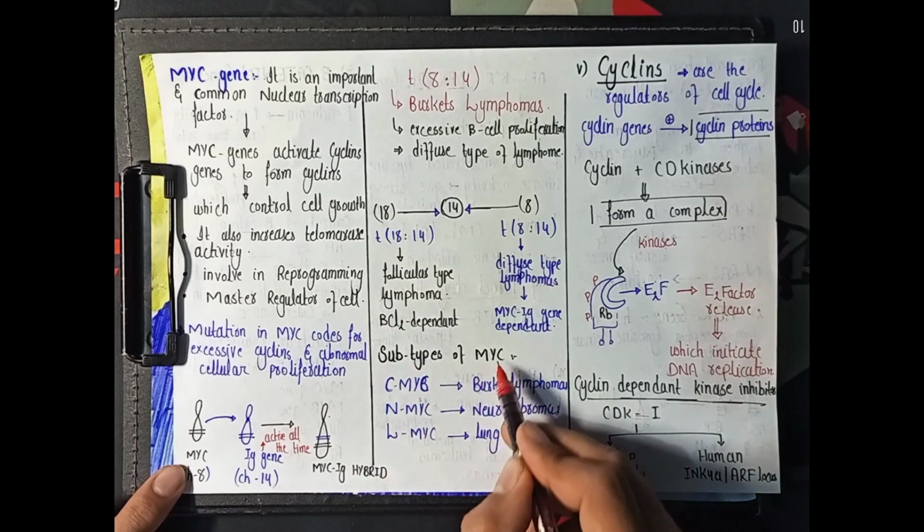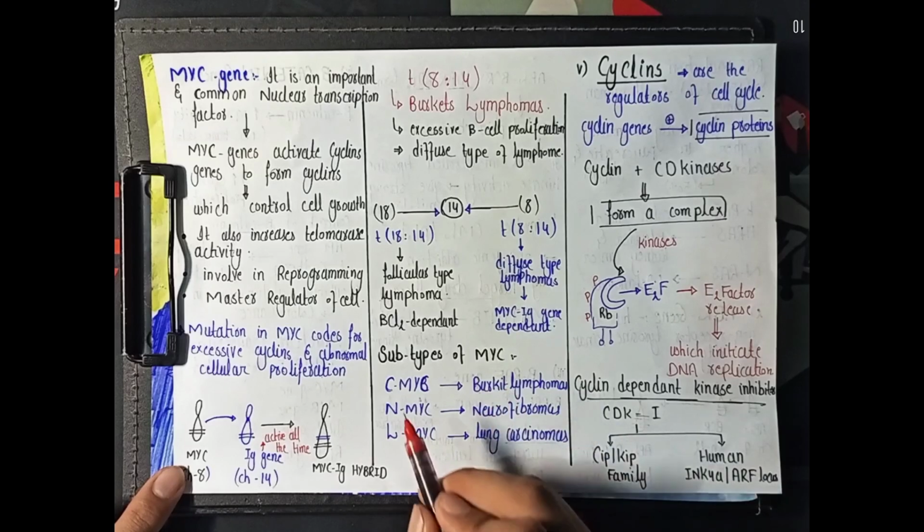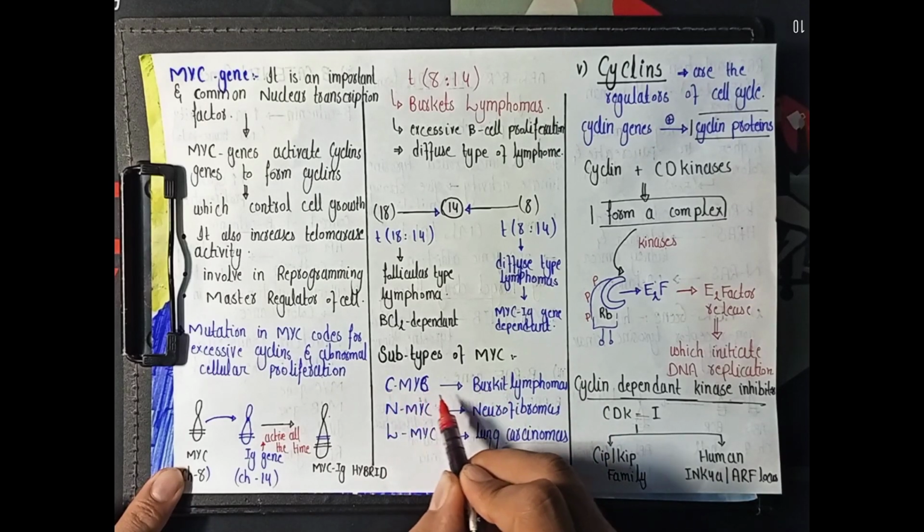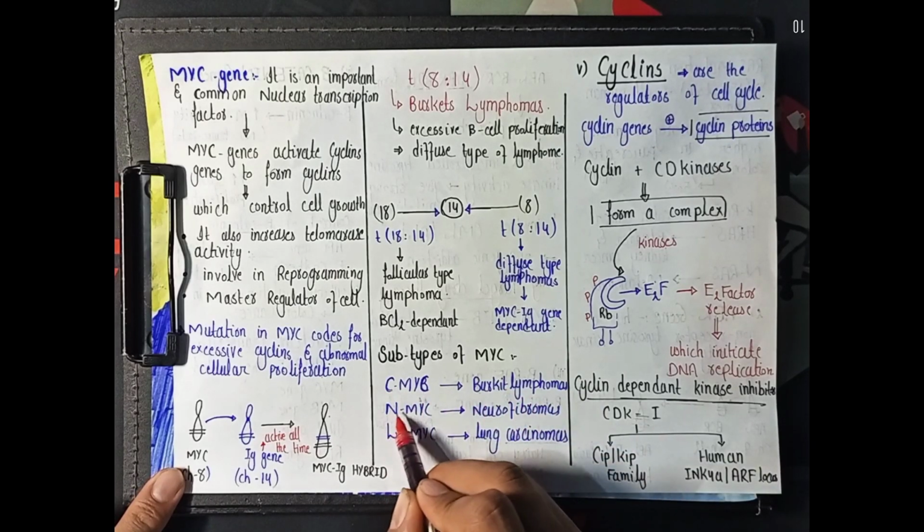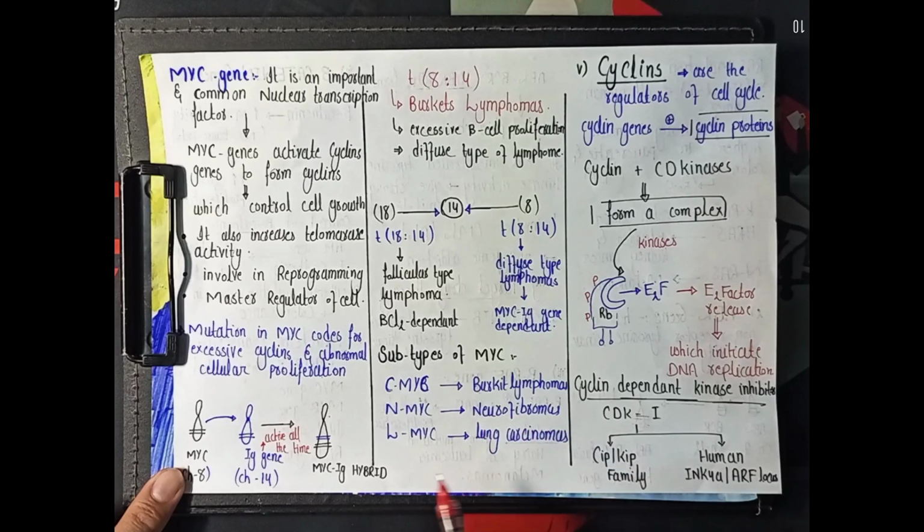Now let's talk about the subtypes of the MYC gene. So it includes the C-MYC, which is involved in Burkitt lymphoma, the N-MYC gene, which is involved in neuroblastoma, and the L-MYC gene, which is involved in lung carcinoma.